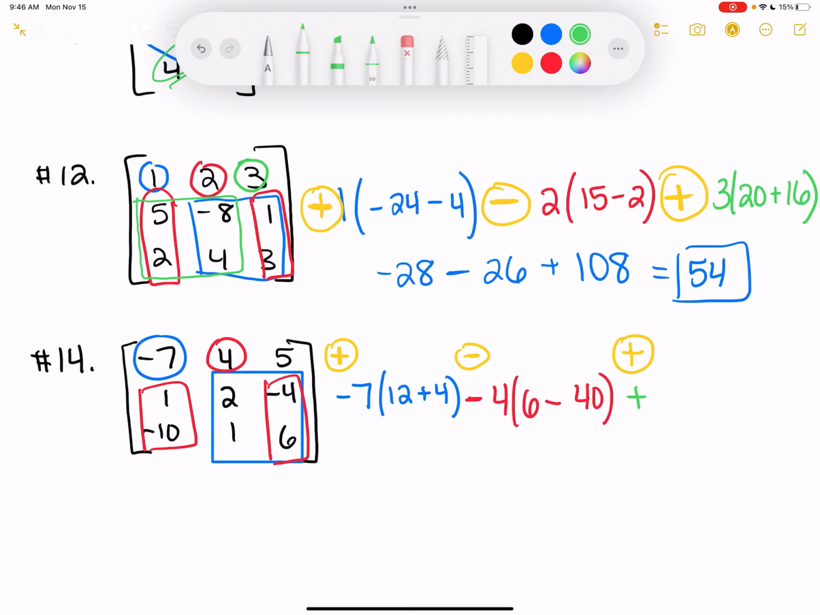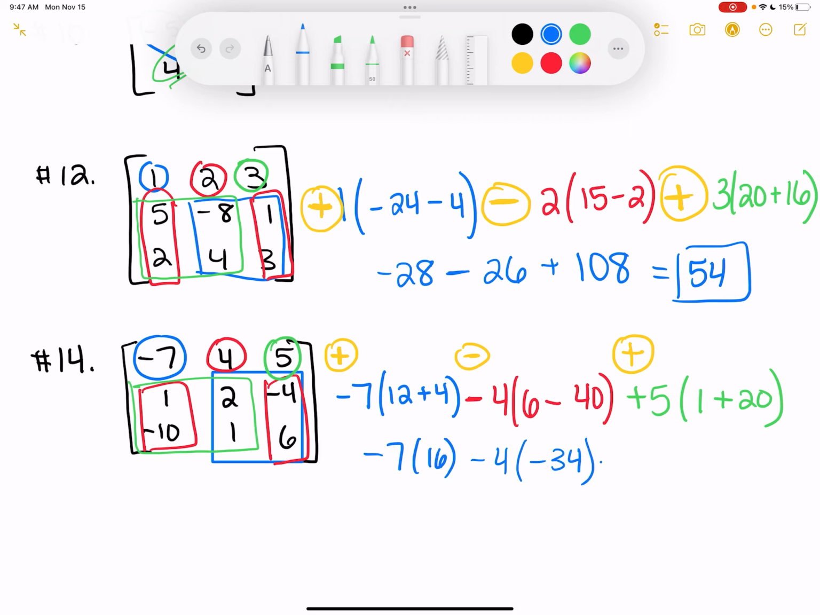So then plus 5 times, I'm going to have the left 2. So 1 times 1 is 1. Minus negative 10 times 2, so that's negative 20, so it's going to be plus 20. And then we just need to simplify this, so negative 7 times 16 minus 4 times negative 34 plus 5 times 21.